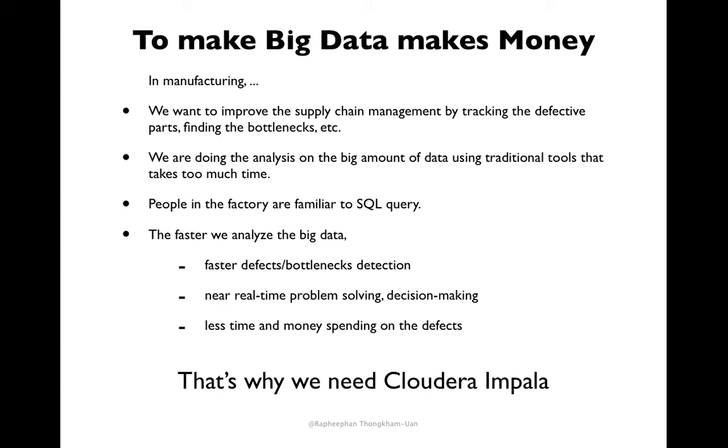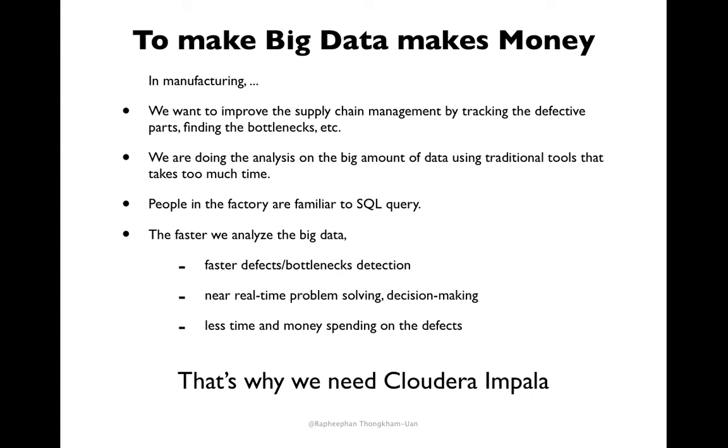We can do that by tracking the defective parts or finding the bottlenecks in the production line. The faster we can analyze the data, the faster we can detect the defective parts and also the bottlenecks in the production. For these reasons, we can save money and time on the defective parts. Also, we can solve the problem immediately in order to get the highest output.